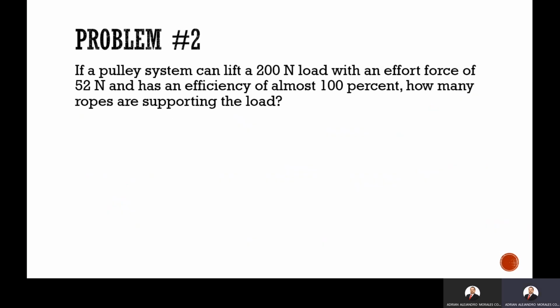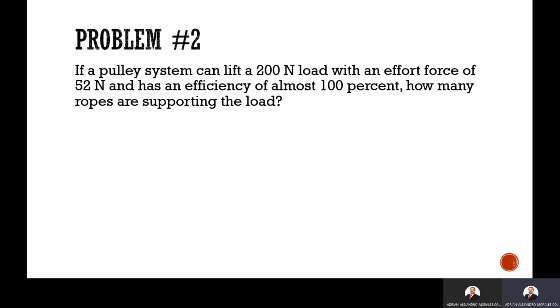In the next problem, let's read along. If a pulley system can lift a 200 newton load with an effort force of 52 newtons and has an efficiency of almost 100%, how many ropes are supporting the load?